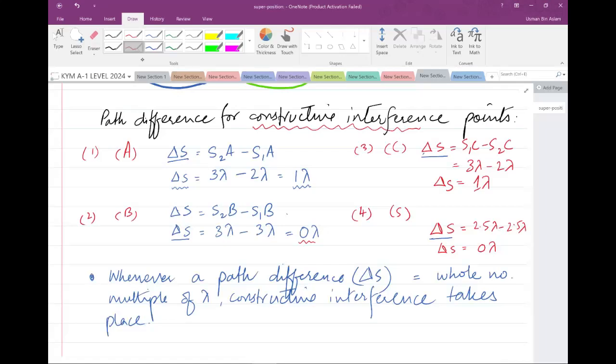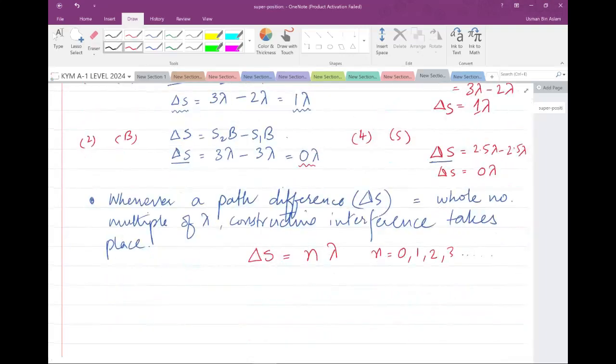I'm going to make a formula using all this result. Delta S equals n lambda, where n is equal to 0, 1, 2, 3, integer values, whole number multiples. So this formula is going to be a necessary condition for the path difference if there is supposed to be constructive interference. I'll show you what happens in case of destructive, but are you with me so far?